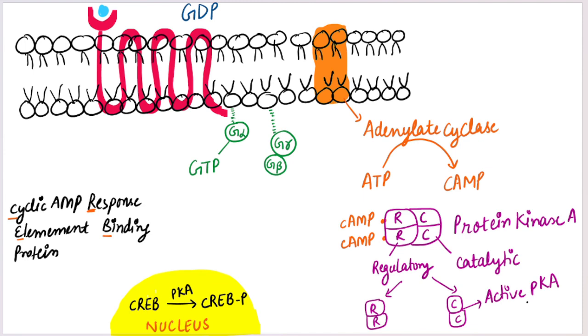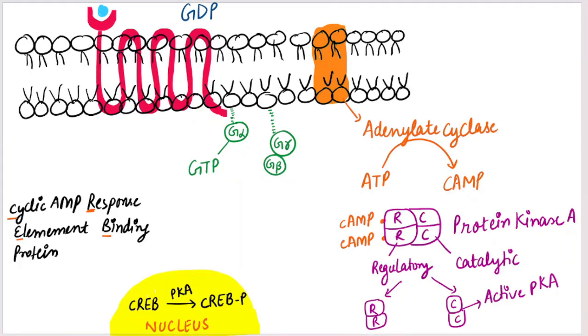Kinase enzymes are responsible for phosphorylation of substrates. This activated protein kinase A goes to the nucleus and phosphorylates a substrate called cyclic AMP response element binding protein, abbreviated as CREB. Now this CREB gets phosphorylated. The phosphorylated CREB will undergo transcription and will show the effect of the bound ligand.